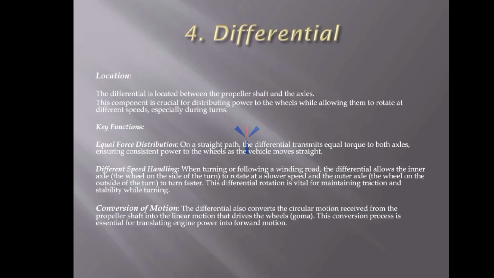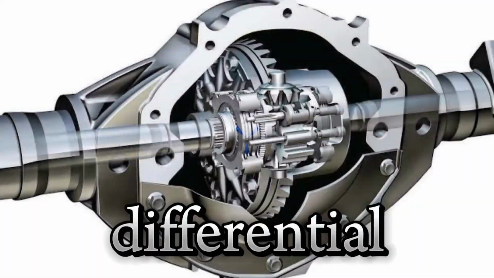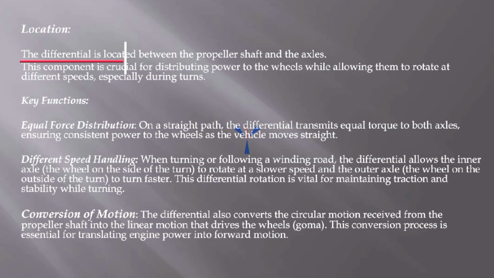The fourth component of the power transmission unit is the differential. The differential is located between the propeller shaft and the axles. This is one of the crucial components in the power transmission system because it distributes power to the wheels while allowing them to rotate at different speeds, especially during turns.